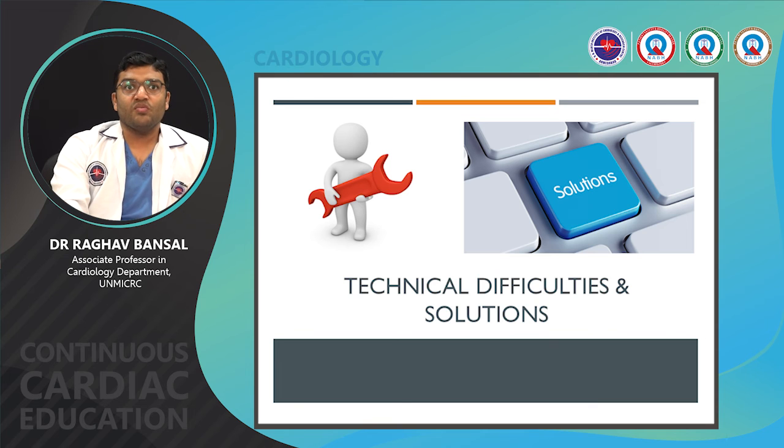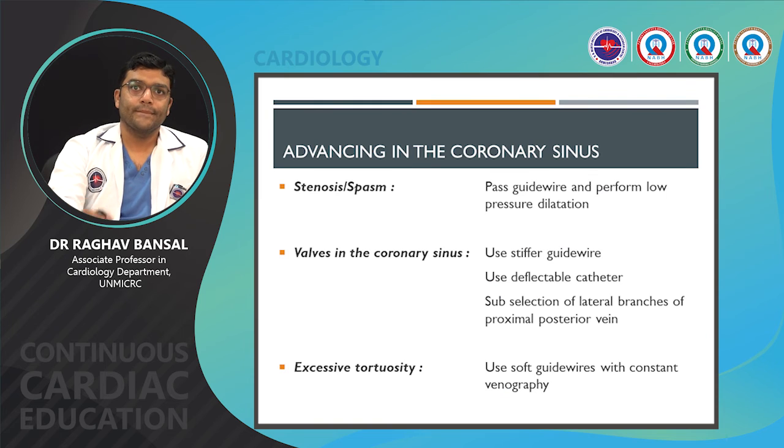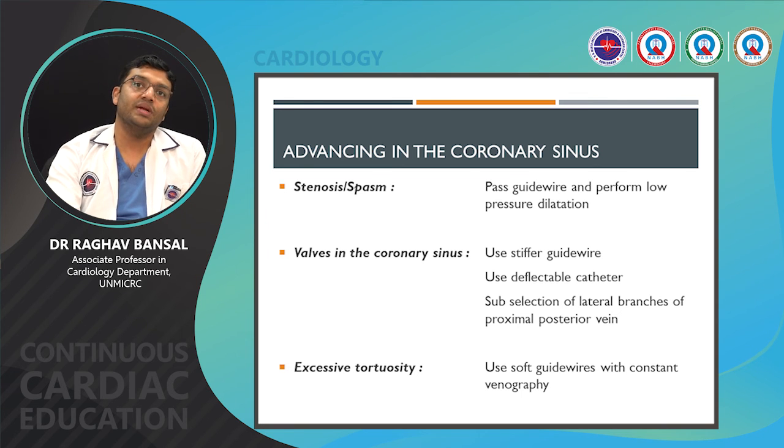Coming to the last part of my talk, the technical difficulties and solutions which can be offered. Common technical difficulties are stenosis and spasm of the coronary sinus or its branches. We can pass a guide wire through this stenosis or spasm and perform a low pressure balloon dilatation. This often helps to relieve the spasm or stenosis, and then we can go ahead implanting the CS lead.